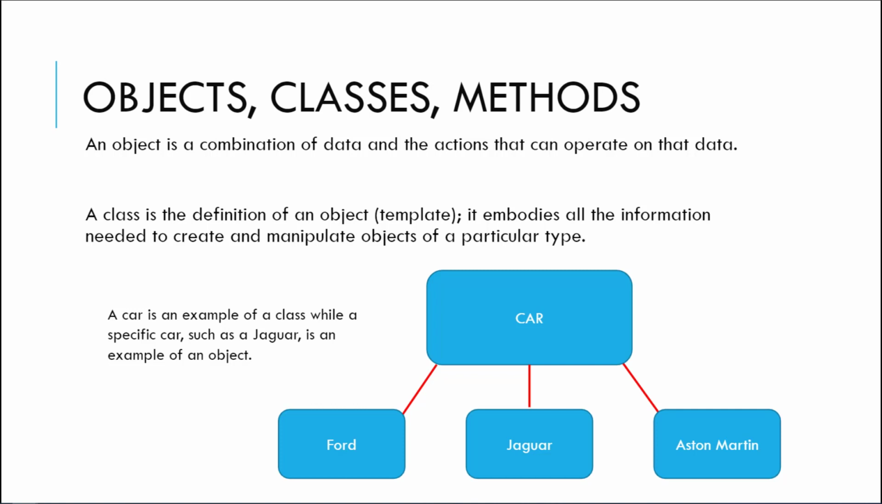A car might have things like wheels and doors and a bonnet and windscreens and an engine, etc. A Ford, a Jaguar and an Aston Martin all have those things in common. They all have the same characteristics. So instead of me defining that a Ford has doors, wheels, an engine, wing mirrors, etc., a Jaguar also has an engine, wheels, doors, etc., and an Aston Martin, I'd be there forever if I was defining every single car individually every time.